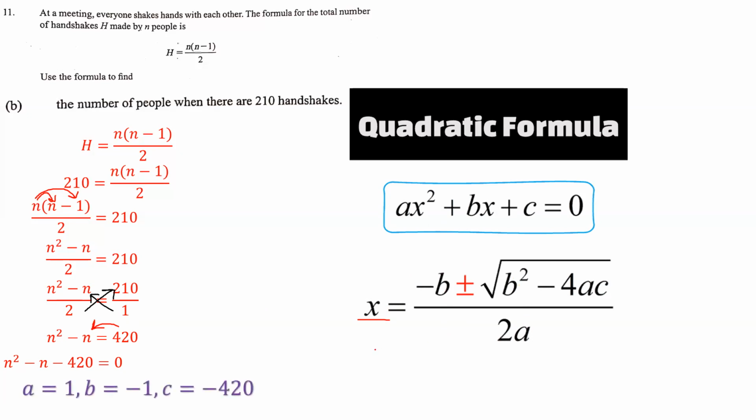So a in this case is going to be positive 1, because we have 1 here, the coefficient of n squared. And then b is obviously going to be negative 1, because it's the coefficient of n. So b is negative 1. And then c is going to be the constant, which is negative 420. So the answer here is negative 420.